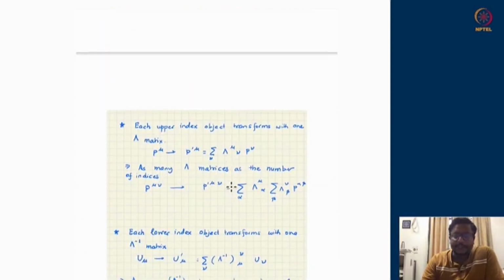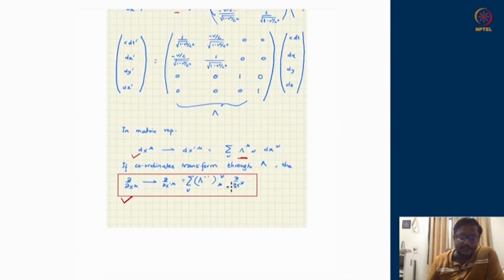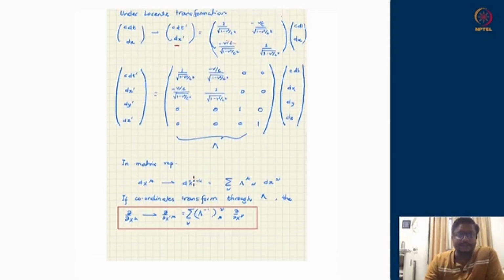You can see that in coordinate differentials, the indices appear on the upper side, while in coordinate derivatives the index appears on the lower side. So this is a thumb rule which we can use: whatever has an upper index will transform with matrix lambda, whatever has a lower index will transform with matrix lambda inverse, where lambda inverse is the inverse matrix of this.